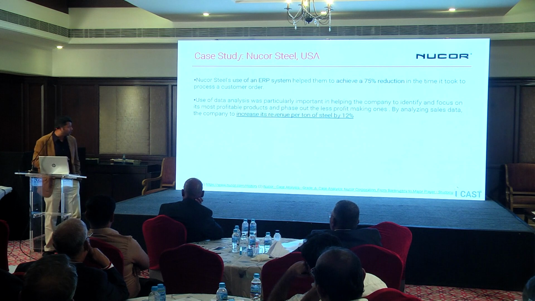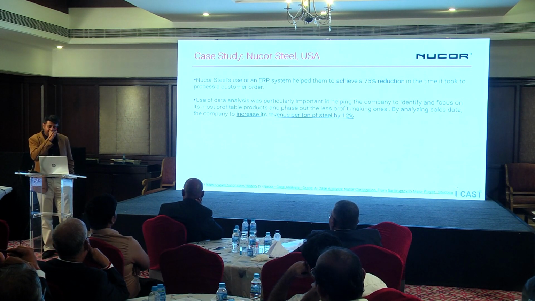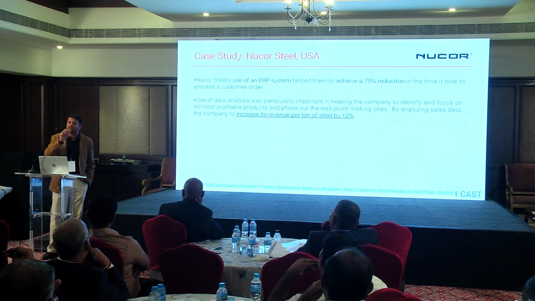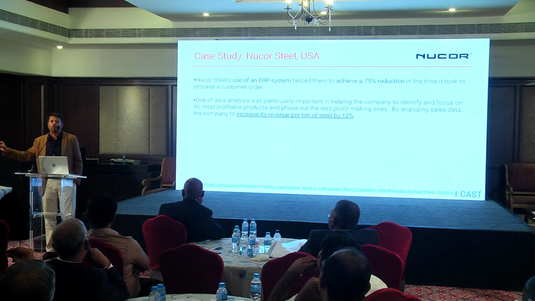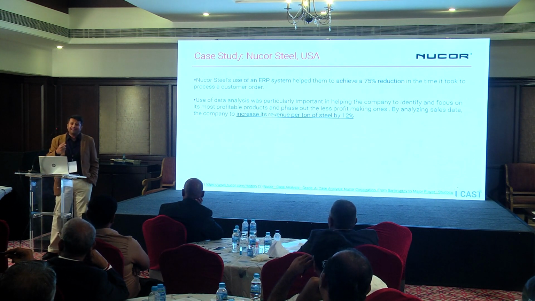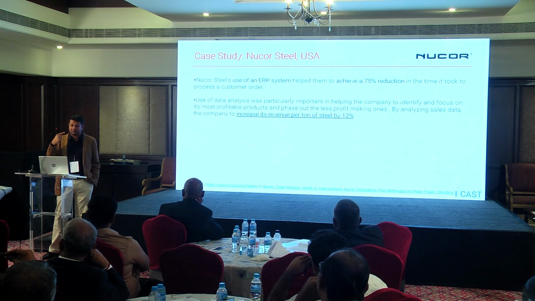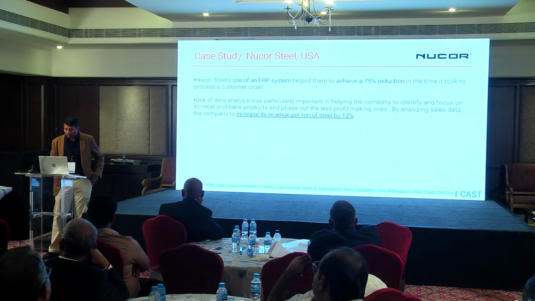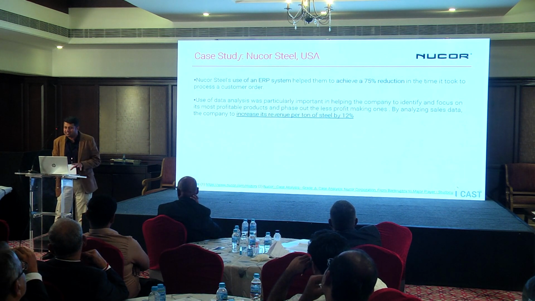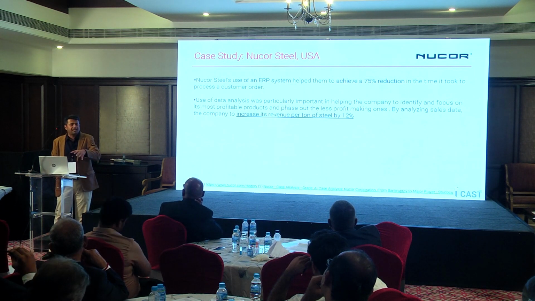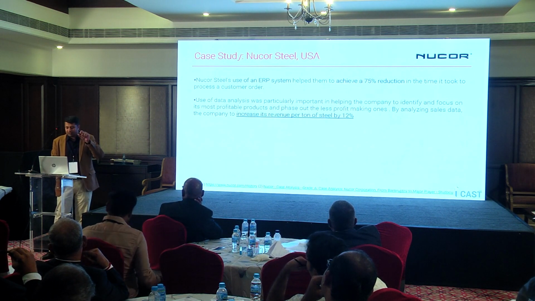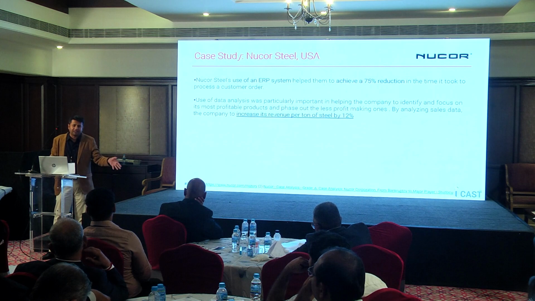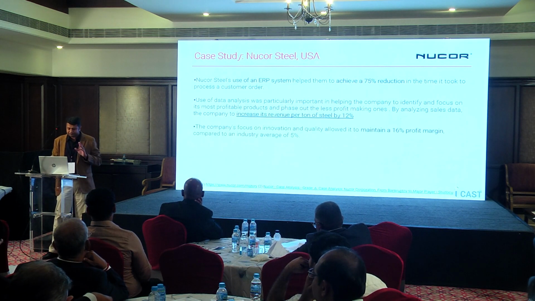Now this point is very important, and this is going to be our third segment of the presentation. They used the data analysis to cherry pick the high profit making items and to weed out the low profit making items, right? And by doing that, they increased their revenue per ton of steel by 12%. Yes, by 12%. So what they did is they started analyzing their sales data, their costing and profitability analysis on each item, and as they were a product company, they started making more and more profit making items and started weeding out the loss making items, right?